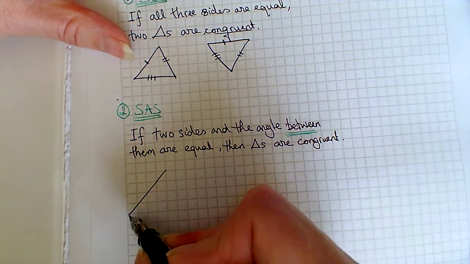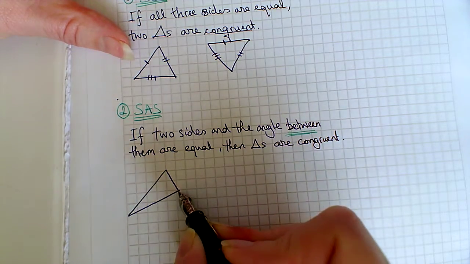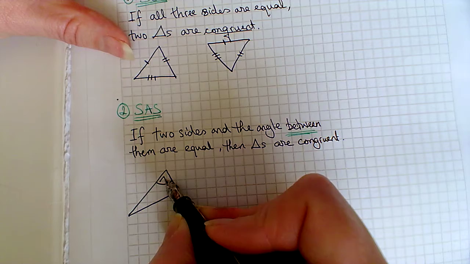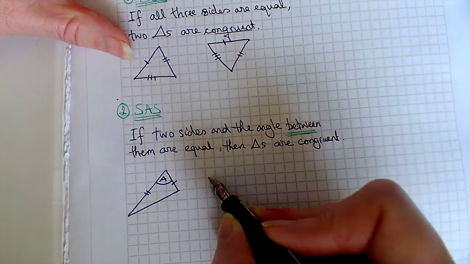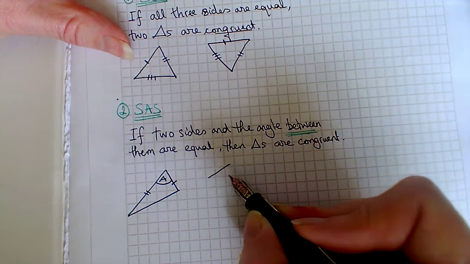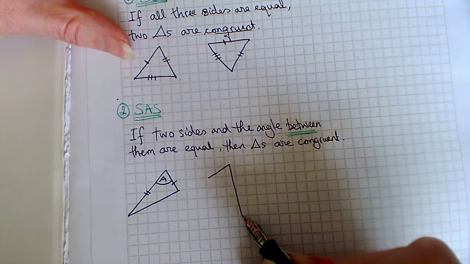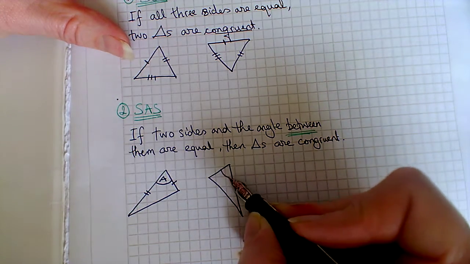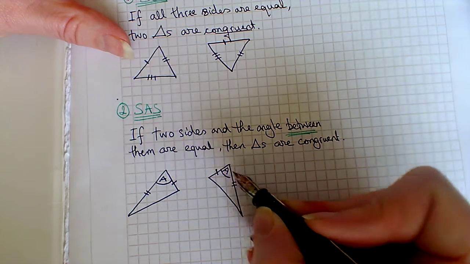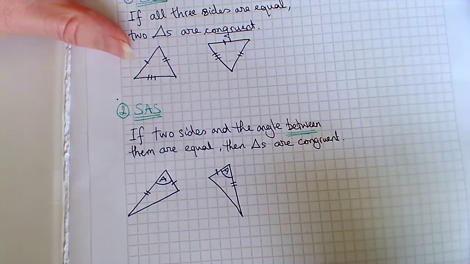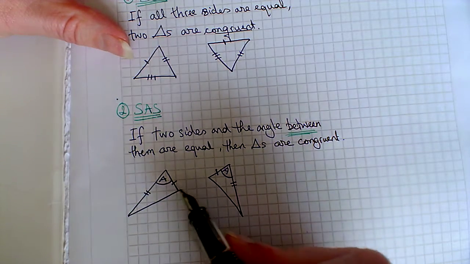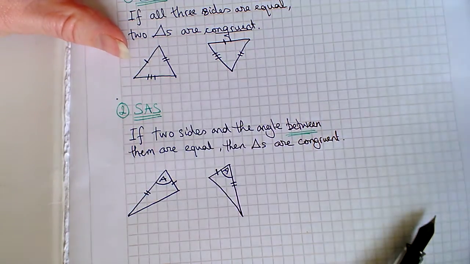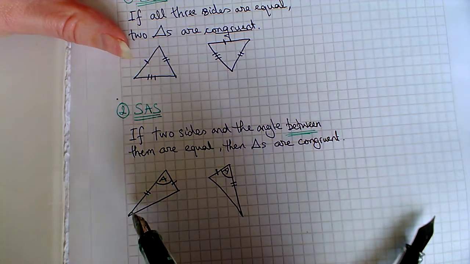So if I have a triangle like this, and I have an angle here that we'll call A, different length sides there, and I might rotate things, but I have the same angle A here and the same lengths of the sides, then these triangles must be congruent by SAS, side, angle between, and side.